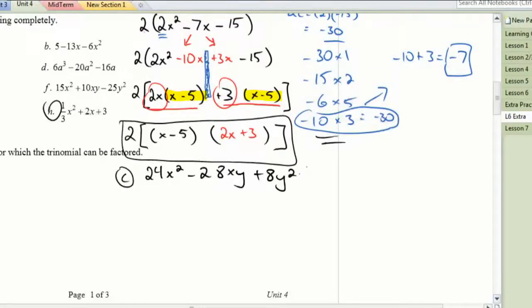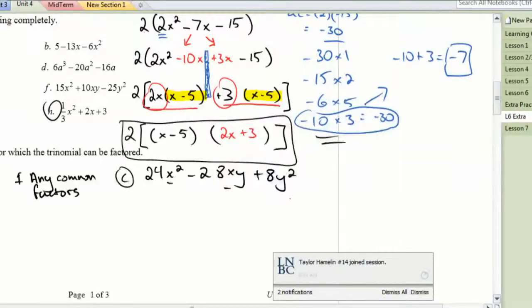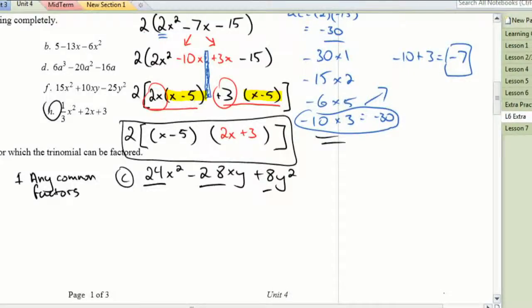All right, first step of any factoring question is any common factors. What do all of these things share? 24, 28, and 8. I have x and x, but no x in the last term, so that doesn't work. So what's the largest number that's common to 24, 28, and 8? I'm thinking it's probably going to be a 4. 28 divided by 4, what's that going to leave us? A 7. All right, so I'm going to pull out a 4 and see what happens.